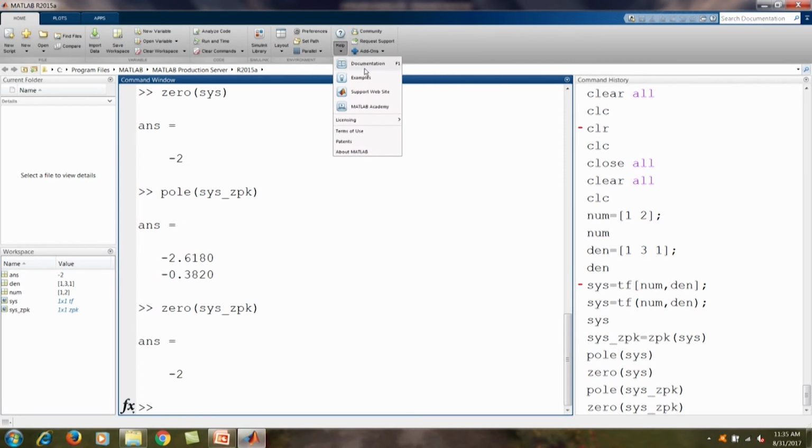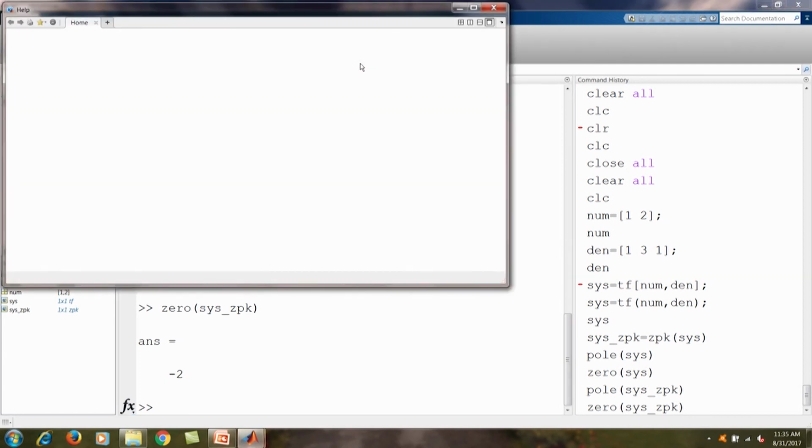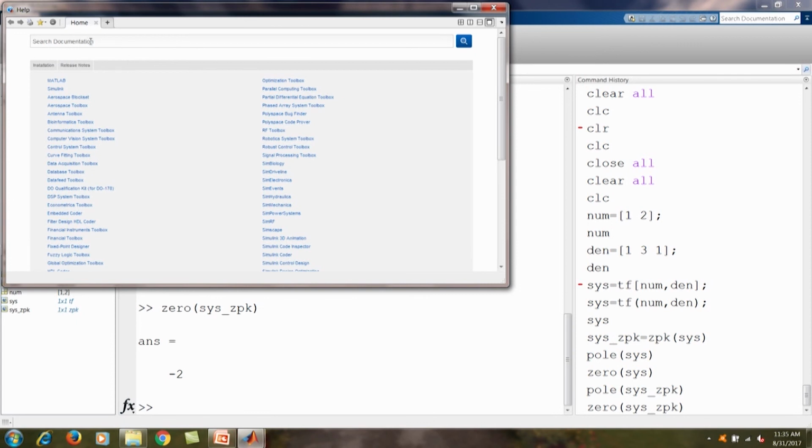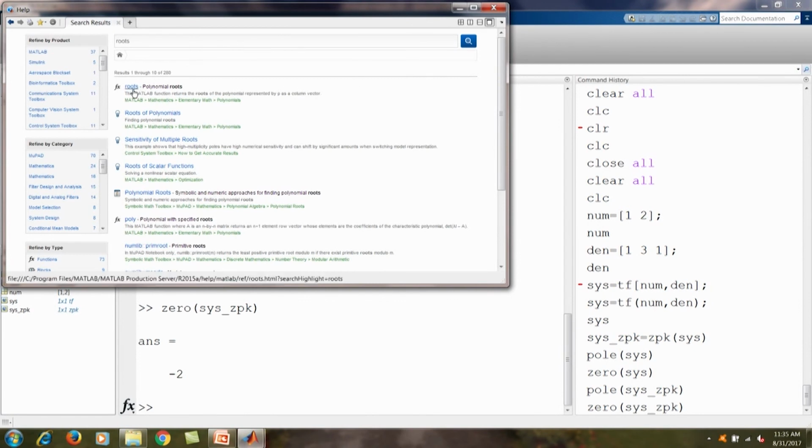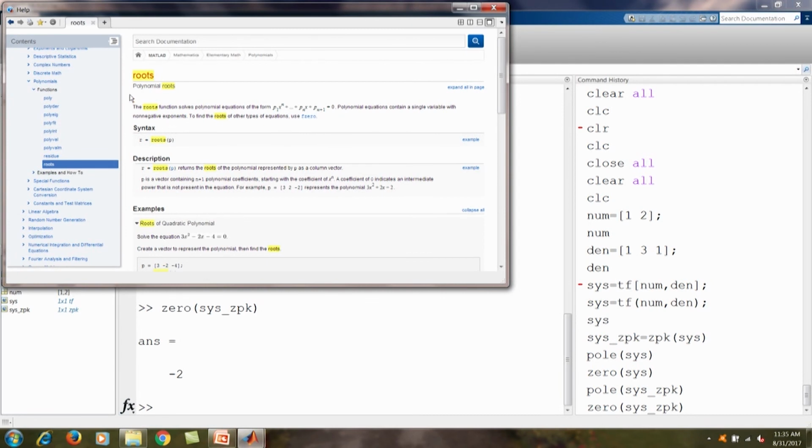So here is the help, and in the help we can go to the documentation. In the documentation, if I want to find the roots, we can search for roots and enter. Here is the roots, polynomial roots. We can go into the command to see how to use this. The roots function solves polynomial equations of the form p1 x^n plus ... plus pn x plus pn+1 equal to 0. That polynomial equation contains a single variable with non-negative exponents. To find the roots of other types of equations, use fzero. Now here the syntax is r equal to roots(p).